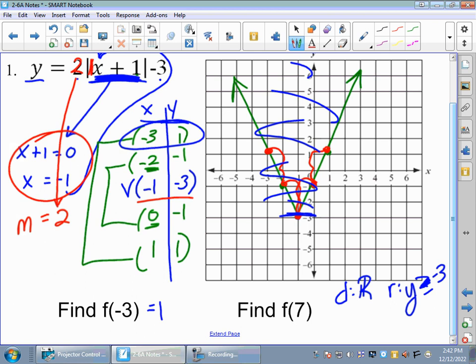F of 7, the function for 7. I don't have it on the graph. I could kind of guesstimate on the graph. I don't have it in my table, so I'm going to use the equation. So I plug 7 in for x up in the equation. 7 plus 1 is 8. Absolute value of 8 is 8. Times 2 is 16. 16 minus 3 is 13. And just kind of look at your graph, I would think if I kept going, it would hit at 13, so make sense of it.